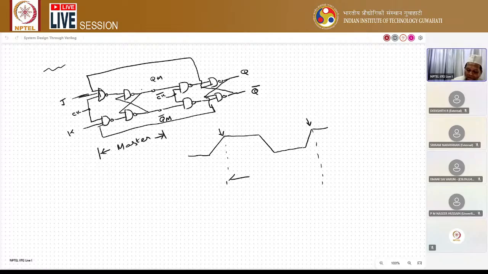The problem with the conventional JK flip-flop is that the output changes several times over a clock period. So at the end of the clock period, we don't know the output. The output is uncertain.